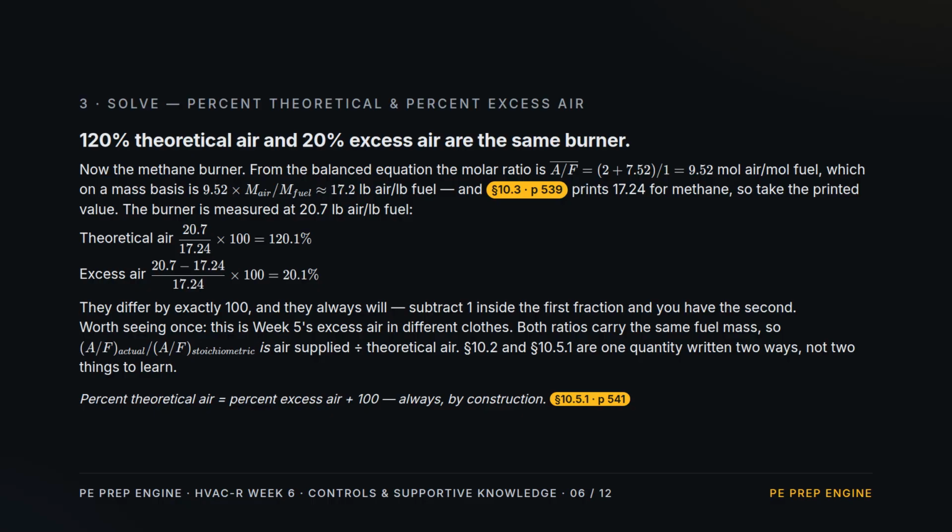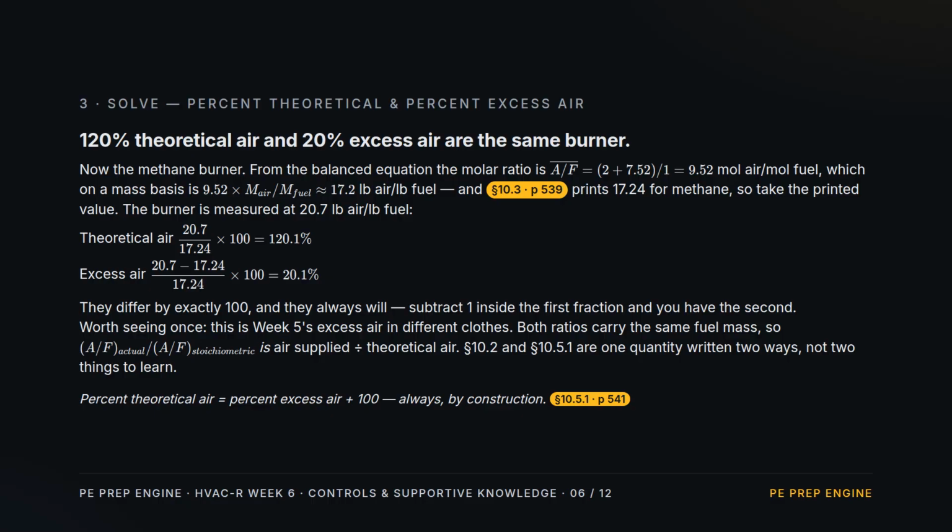They differ by exactly 100, and they always will. Subtract 1 inside the first fraction, and you've got the second. And notice this is week 5's excess air in different clothes. Both ratios carry the same fuel mass, so actual over stoichiometric is literally air supplied over theoretical air.